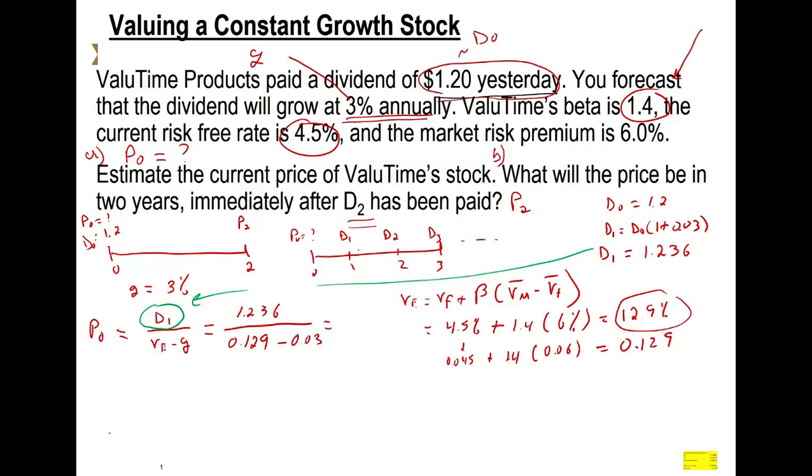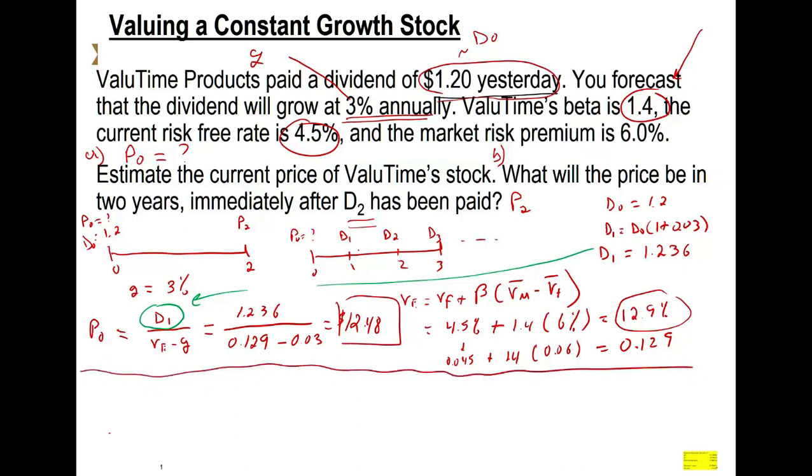So I'm getting my first answer. My first answer is that the price today should be $12.48. This is my first answer. The second answer requires me to say, how much is this worth in year 2? Since this is a stock that grows at a constant rate forever, I can apply the constant growth model not only at time 0, but also at year 2. So how would I apply the constant growth model in year 2? And again, this is because we're told that these stocks grow at a constant rate.